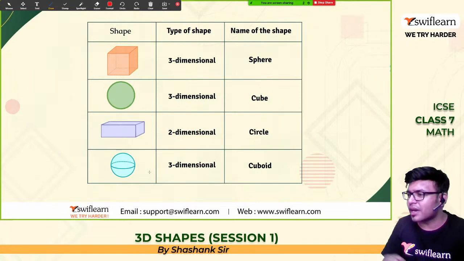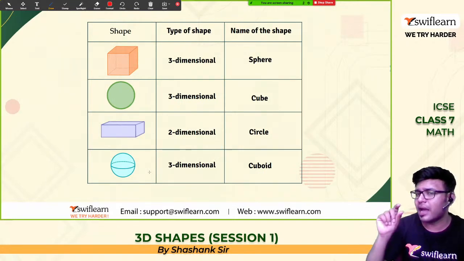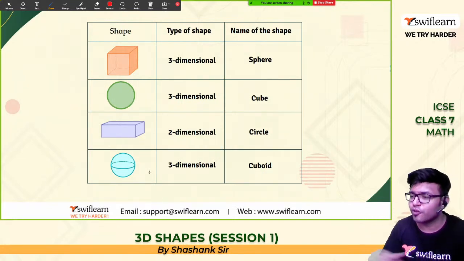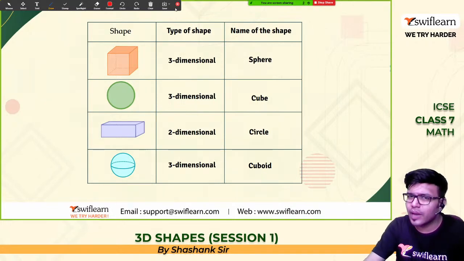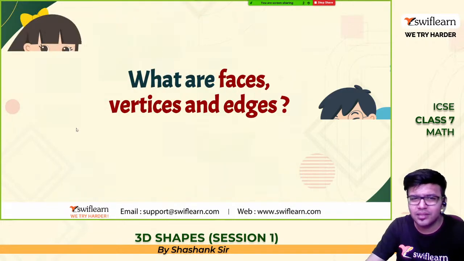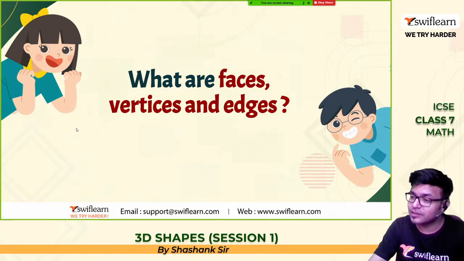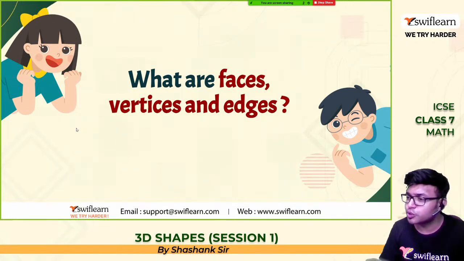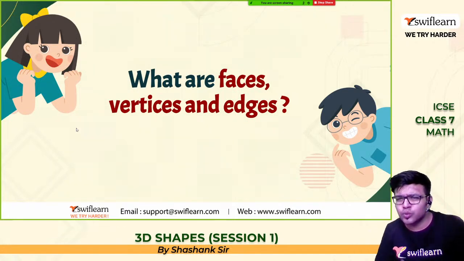You may say, sir, if you take a fat bangle, it will have height. So that is a cylinder, of course. That's why I told you, take a thin bangle. We can assume it as a circle. Assume, I'm using the word assume. So what are faces, vertices, edges?